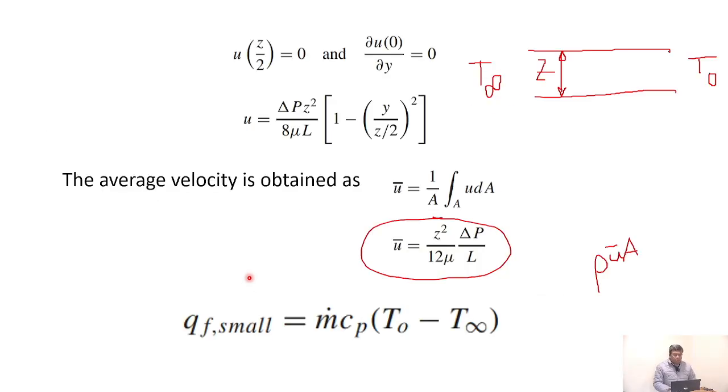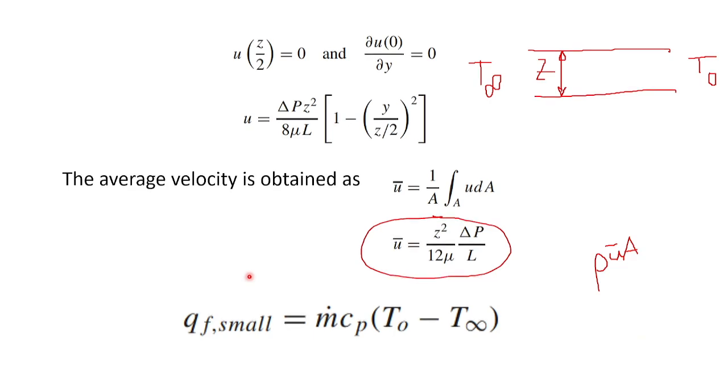Okay. So what happens is the fluid enters at T infinity, but then once it traverses the channel, it reaches the temperature of T naught. That's also an assumption.